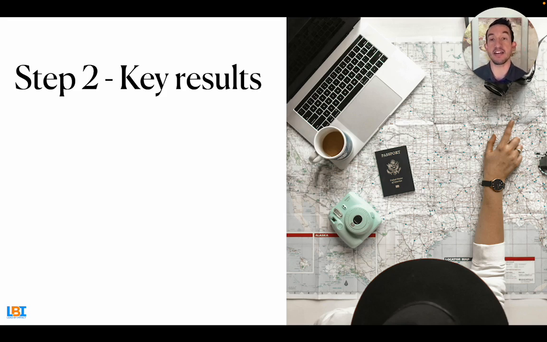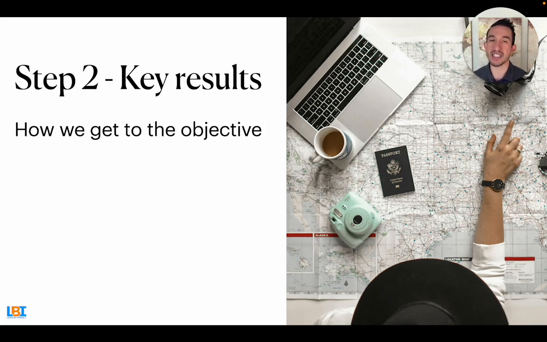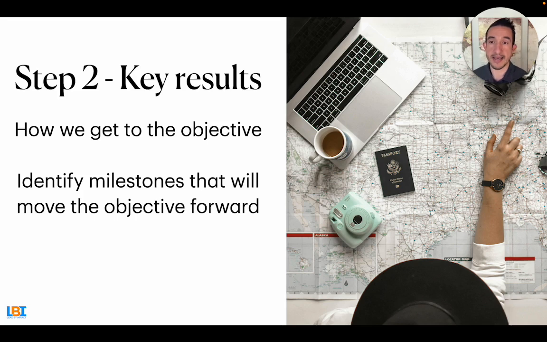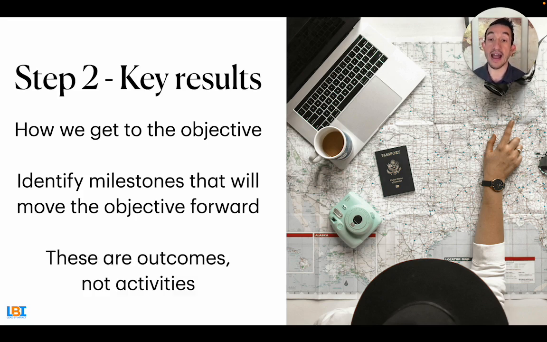Next is to identify the key results for those. So how do we actually get to the objective, right? A little bit of the map to get there. Identify the milestones that would move the objective forward. And to be really clear, these are outcomes, not activities. We'll talk about the activities later, but for this, we need to get really specific on what the outcomes are.